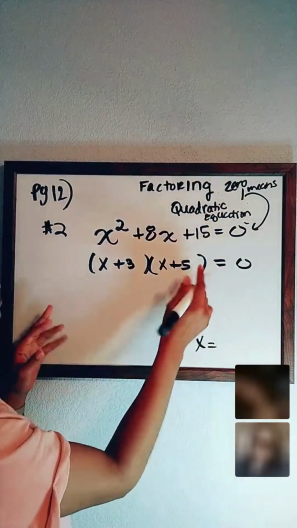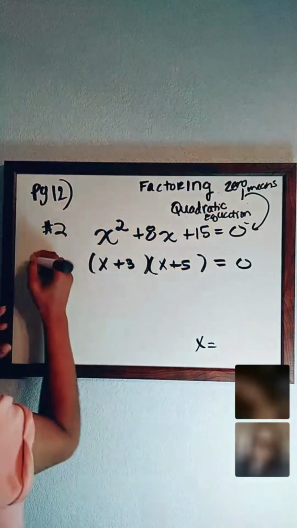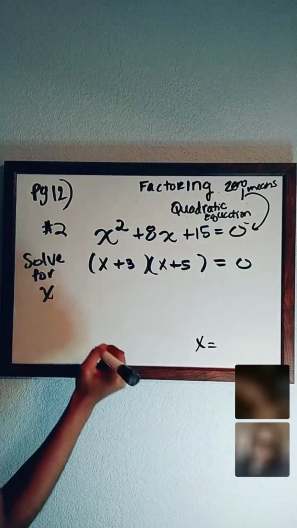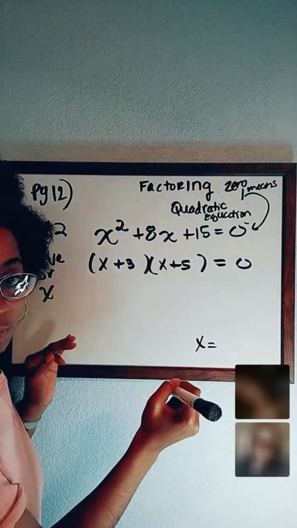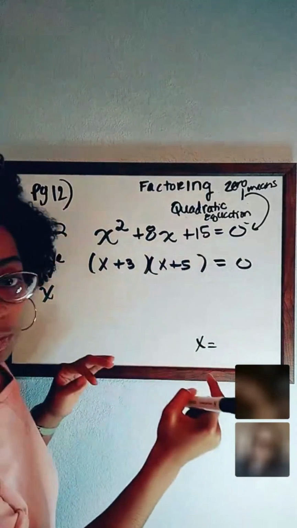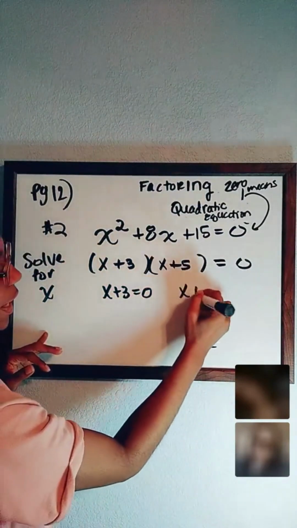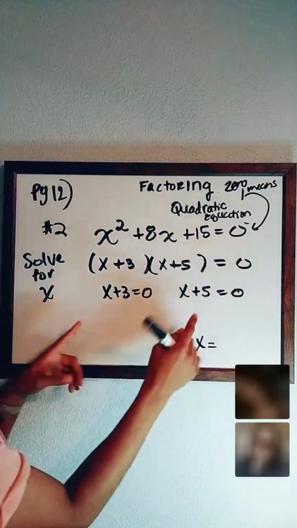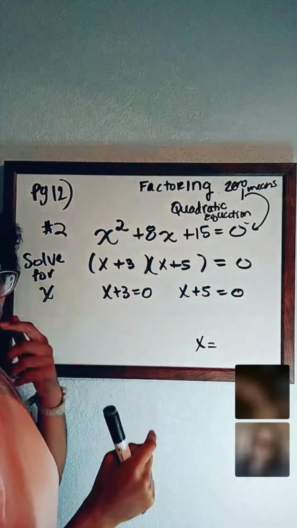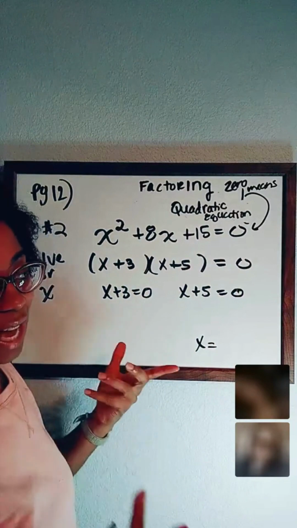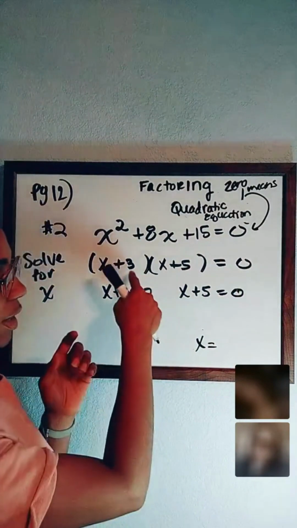Anytime two things are equal to 0, I have to solve for x. I need to get x by itself. So you're going to say x plus 3 is equal to 0, x plus 5 is equal to 0, and then solve for x. That's why the answers are negative, because you actually have to solve for x, so the signs are opposite of what they are in here.